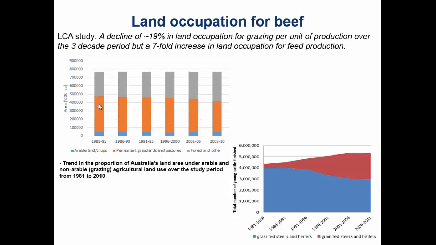If you look at the other part of that statement, a sevenfold increase in land occupation for feed production. I mentioned that feedlotting and grain finishing has been a fairly recent adoption in Australia. It hasn't traditionally been part of our production, and you can see that here. If you look at the total number of young cattle finished on grain, the red area there has increased dramatically, and that's why there's been a sevenfold increase in arable land used for beef, but it was from a very low base.